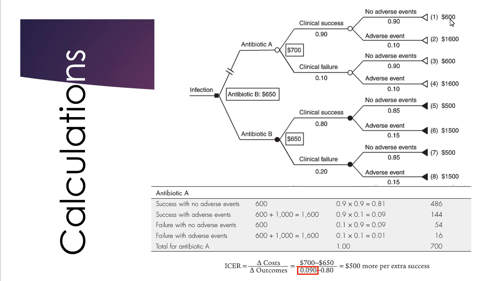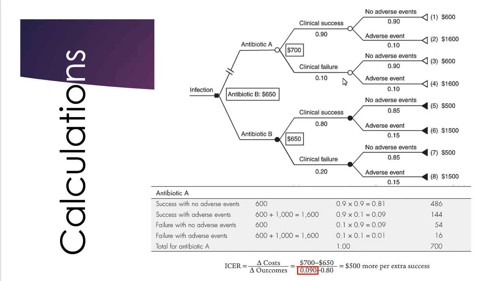And not for the pathway, excuse me. No, that's right. So 600 total cost for the pathway, and we already have the cost for this pathway, adverse event, clinical success, antibiotic A, 1,600. The probability for the pathway is 0.1 multiplied by 0.9. That is equal to 0.09. So that's that probability over there.